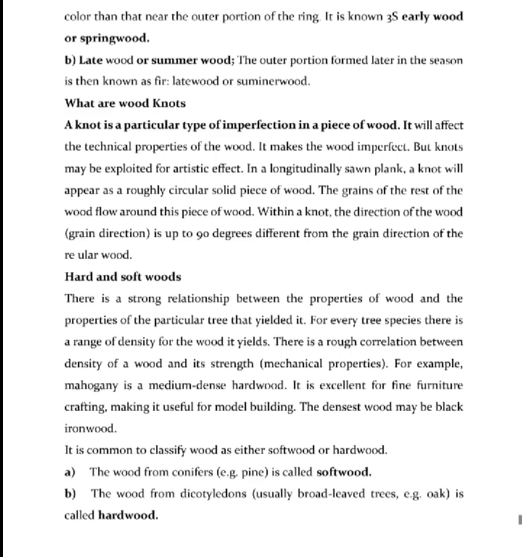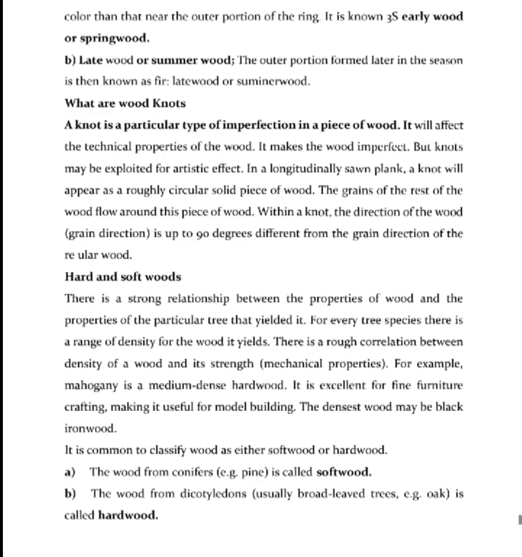What are wood knots? A knot is a particular type of imperfection in a piece of wood. It will affect the technical properties of the wood. It makes the wood imperfect, but knots may be exploited for artistic effect. In a longitudinally sawn plank, a knot will appear as a roughly circular solid piece of wood. The grains of the rest of the wood flow around this piece of wood. Within a knot, the grain direction is up to 90 degrees different from the grain direction of the regular wood.